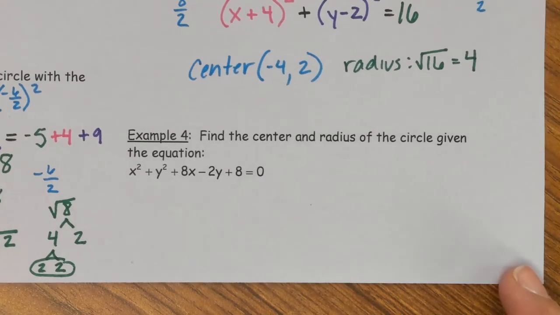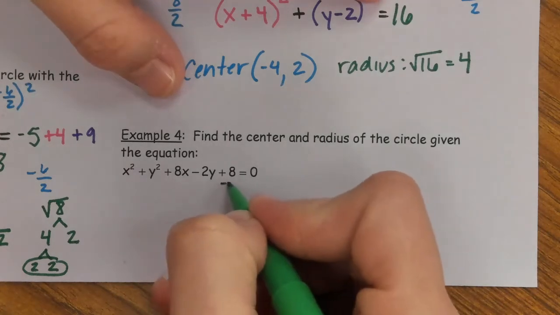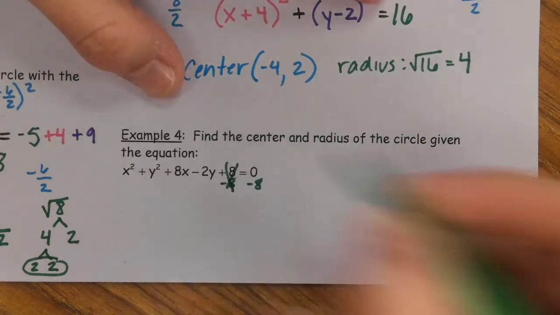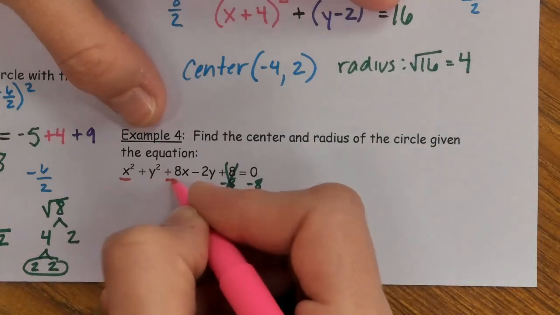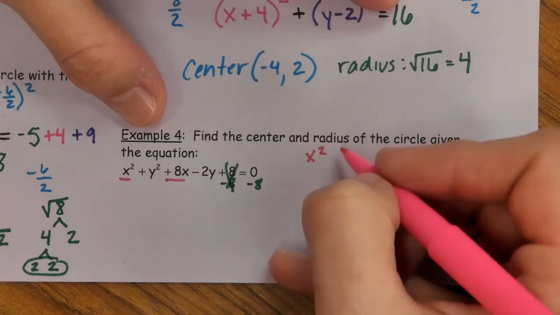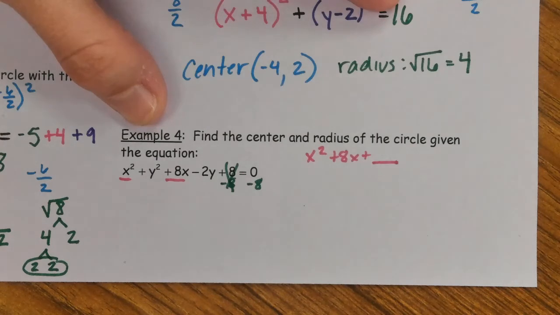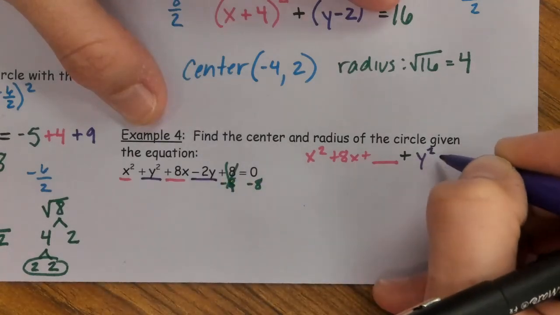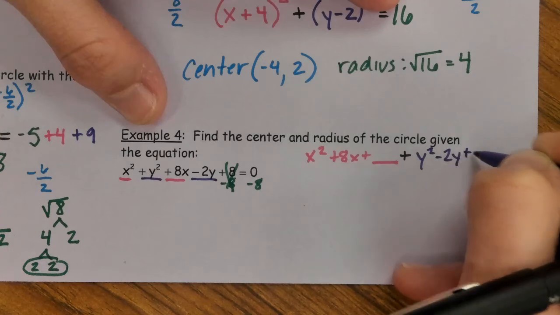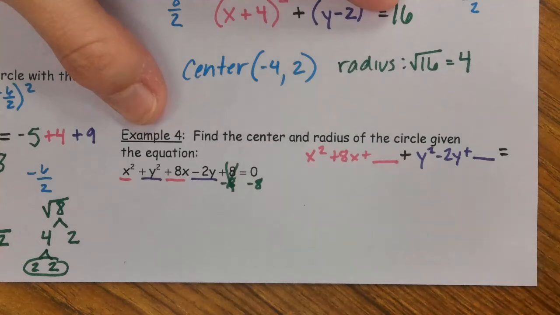The last one, and there's not a whole lot of room to write here, but we've got this. Subtract our constant, our 8 over here to get rid of it. I'm going to rewrite this over here. I'm going to get my x's together. X squared plus 8x plus, I don't know yet, plus, get our y's over here. Y squared minus 2y plus, don't know yet, all equal to this negative 8.